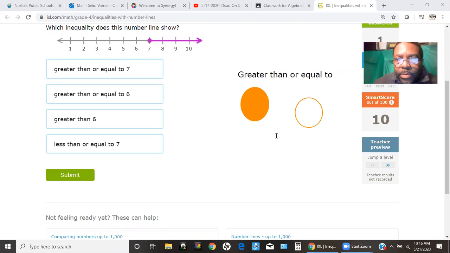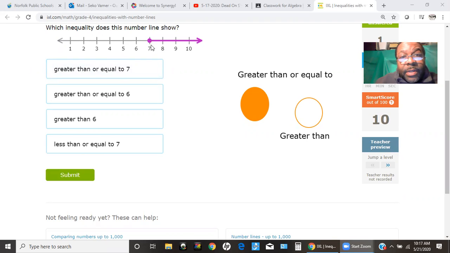And an open circle, this is a closed circle, this is an open circle. That's going to be greater than, simply greater than. It actually could be less than as well. So this could be less than or equal to, this could be greater than or less than. All right, but if we look back at our problem, the problem asks, which inequality does this number line show? So this is a darkened circle. So it's going to be greater than or equal to. It's a darkened circle. So greater than or equal to 7.